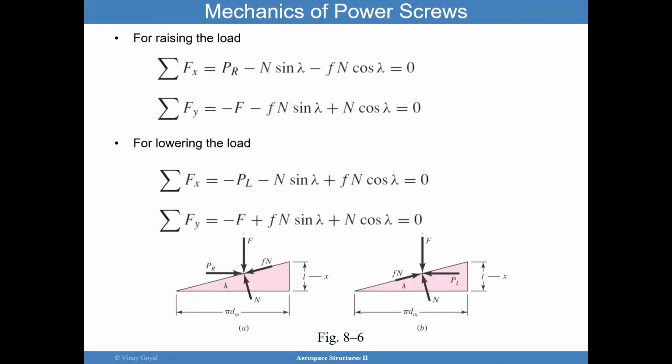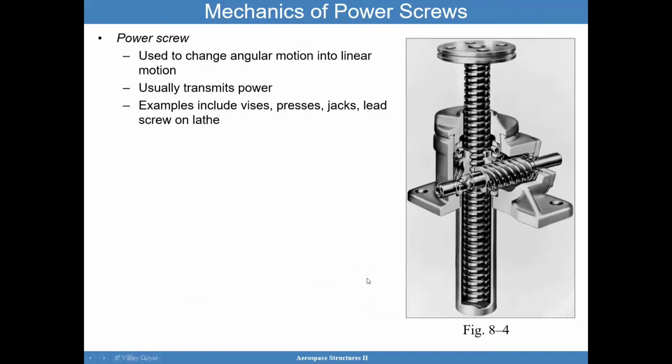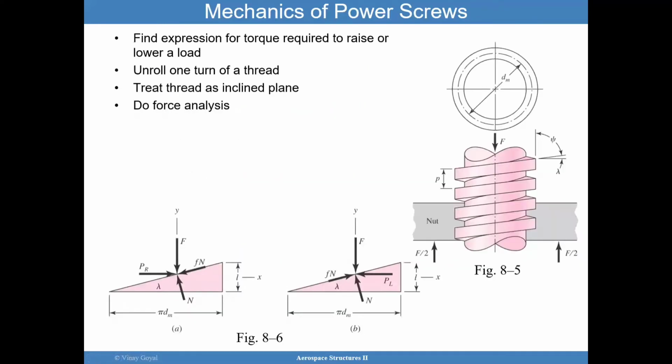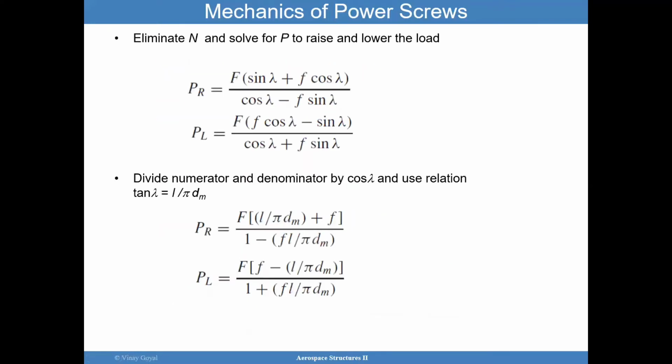So all I have to do now is just do static equilibrium for either the left option or the right option. And when I do so, I can then write the two equilibrium equations for raising or lowering the load. And I'll find that to raise or to lower the load, I can solve for P, okay? And to raise the load, I have this P, and to lower the load, I have this P.